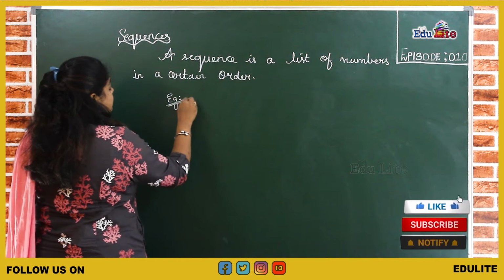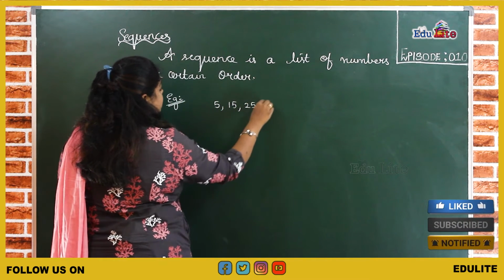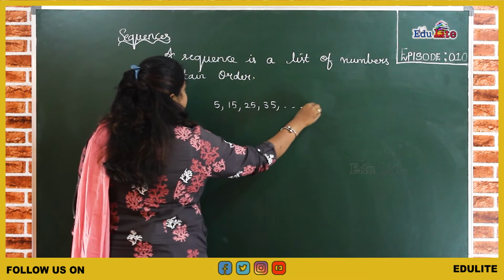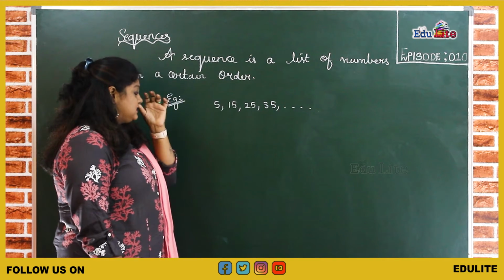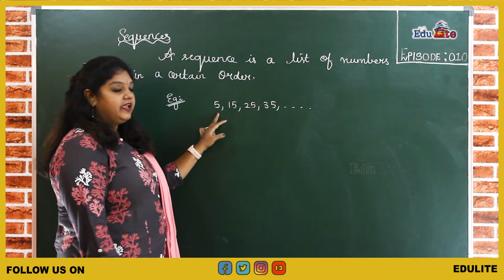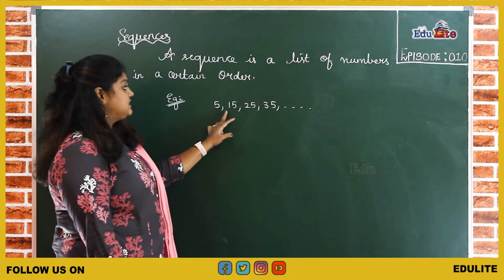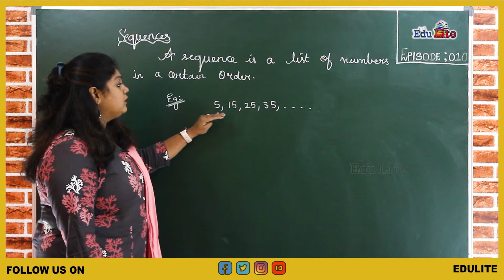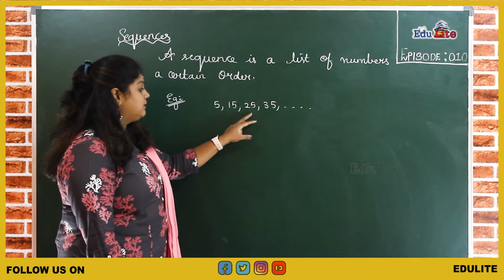So, I will write an example: 5, 15, 25, 35, etc. This is called a sequence. Why do we call this a sequence? The first number is 5 and the next number is 15. The difference between these two numbers is 10. But we cannot conclude with the first two numbers itself. We have to check with the third number also.